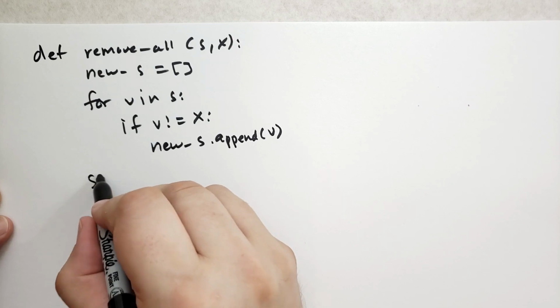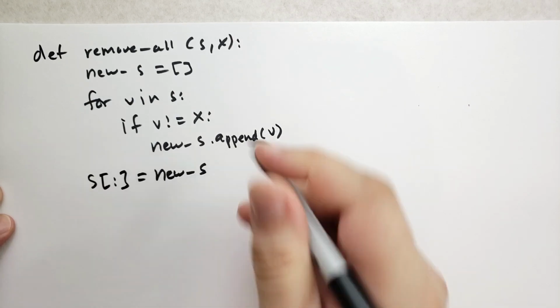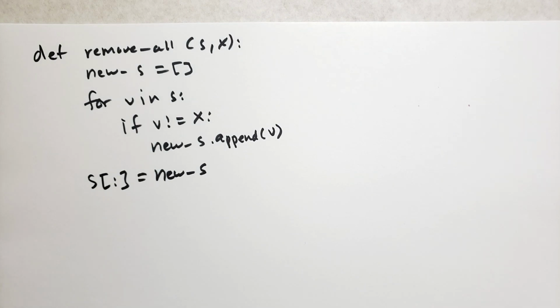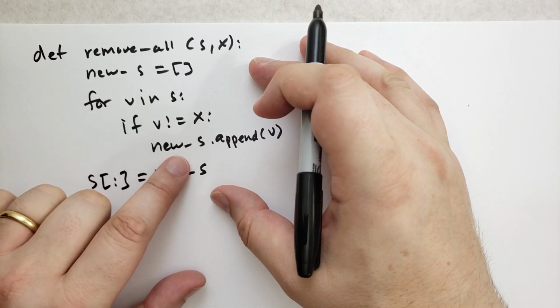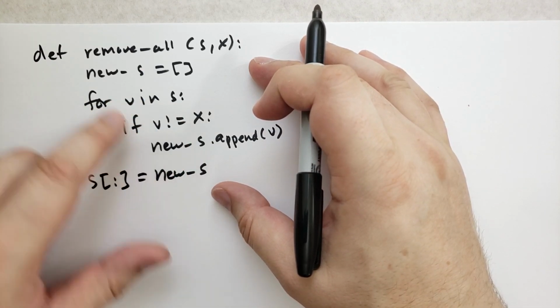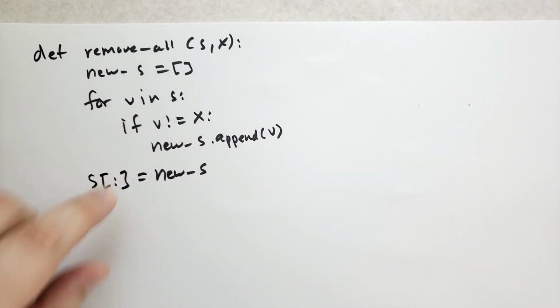And finally, at the last step, we will replace s with that new s sequence. So that's basically the same as the example with the comprehension as well. The general pattern is to avoid iterating over something that you're modifying. Just build up a new list that looks like the thing you want and replace it if you need to.